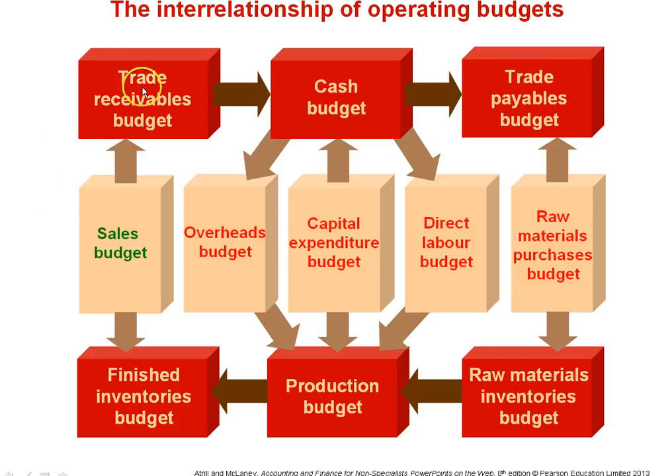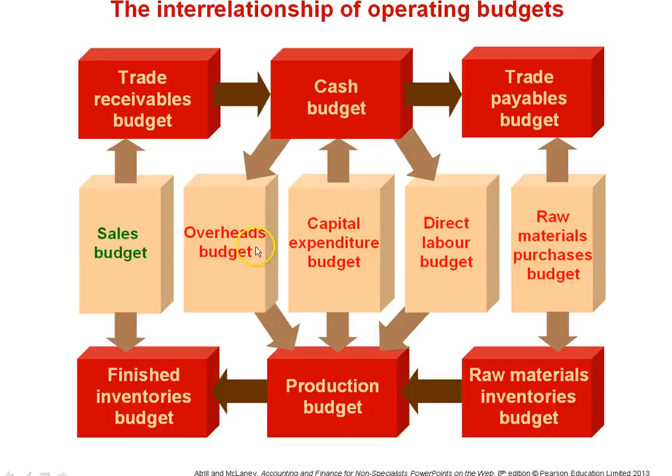So we've got these various budgets: trade receivables, that's sales. We've got production budget. So you tend to start by deciding your sales, then you know what your production is going to be. If you know what your production is going to be, then you know what your raw materials are going to be, and then you'll know what your finished inventories are going to be. From the trade receivables, that's money coming in, you know what your money going out is, so you can start to draw up your cash budget.